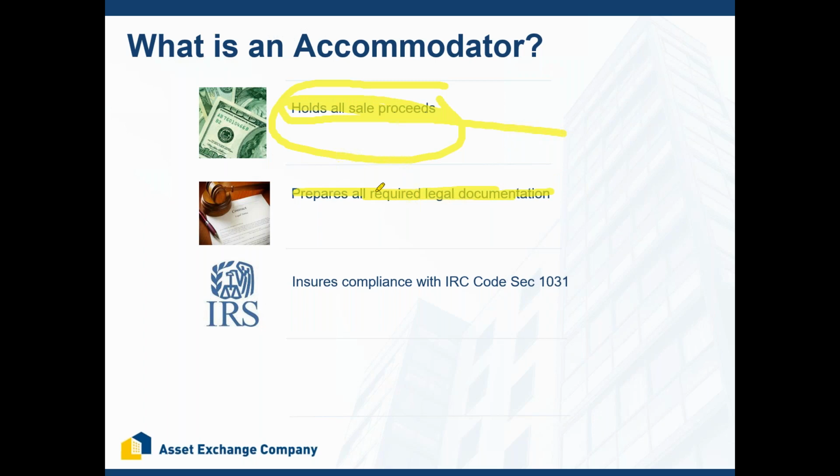You need all the legal documents in place before you close. And then the company that you work with for your exchange, the accommodator, is going to make sure you're following all the rules. So for those of you, again, this is a beginner class, who've never done an exchange before, one of the most important things that you want to realize when you're working with investors selling exchange property is get your exchange account set up before you close escrow.